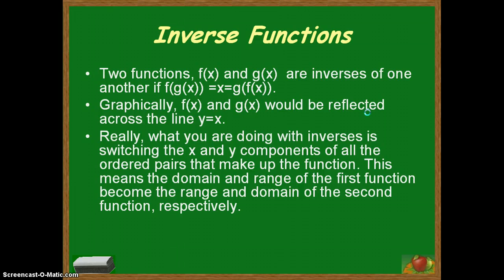Graphically, f of x and g of x would be reflected across the line y equals x. Because really, if you think about it, what you're doing with inverses is you're just switching the x and y components of all the ordered pairs that make up the functions. That means that the range of f of x becomes the domain of g of x, and the domain of f of x becomes the range of g of x.